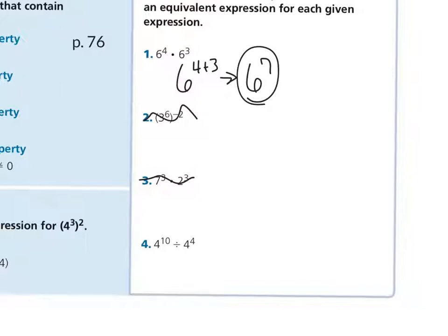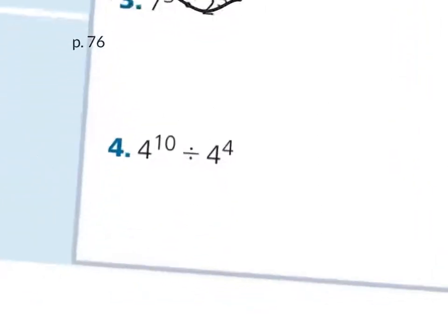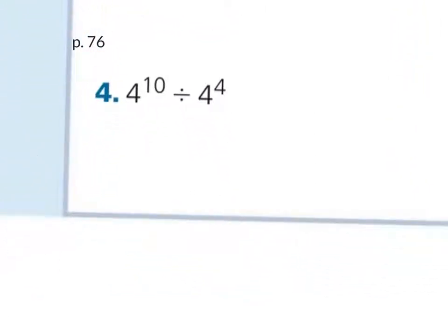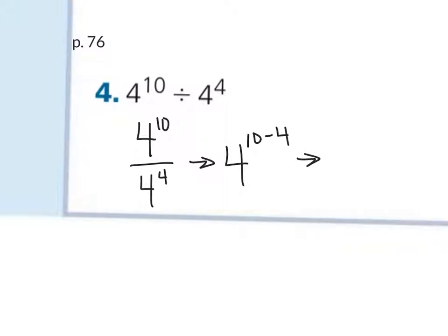Number 4, they've written it as 4 to the 10th divided by 4 to the 4th. They could have written it as a fraction also. Those both mean the same thing. So this is dividing like bases. So dividing like bases, we're going to subtract the exponents. So 10 minus 4 would be 6. So 4 to the 6th power would be our answer for that one.